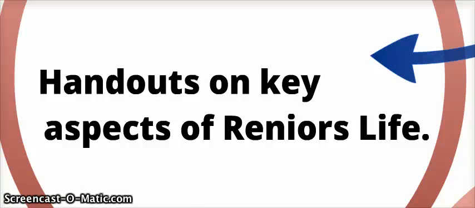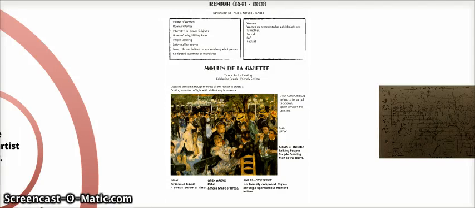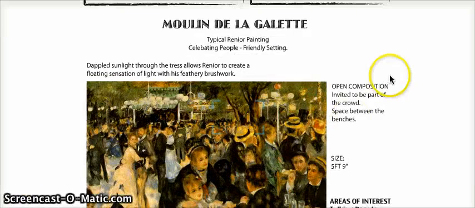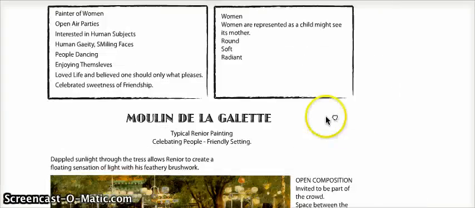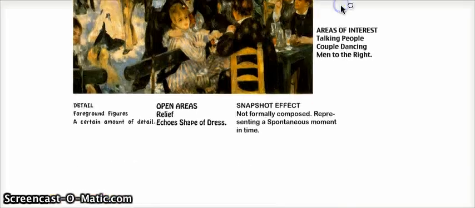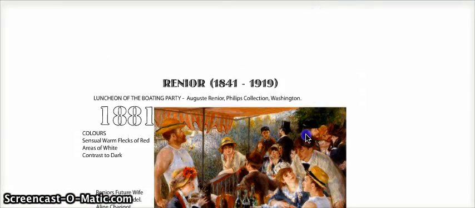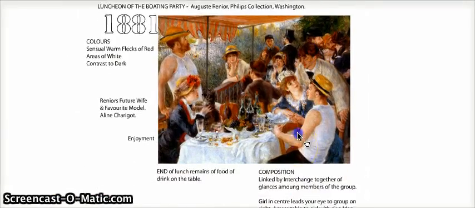Giving students handouts on key aspects of Renoir's life. Here is an example of the notes handed out to students. Starting with Moulin de la Galette in the first handout, and in the second handout, Luncheon of the Boating Party.